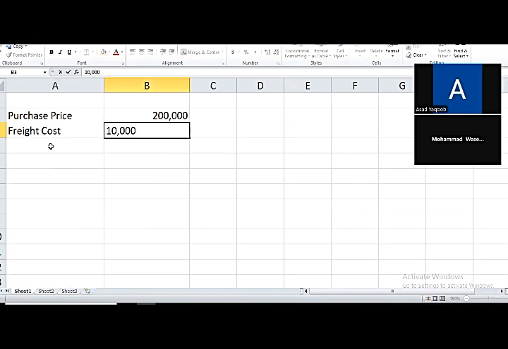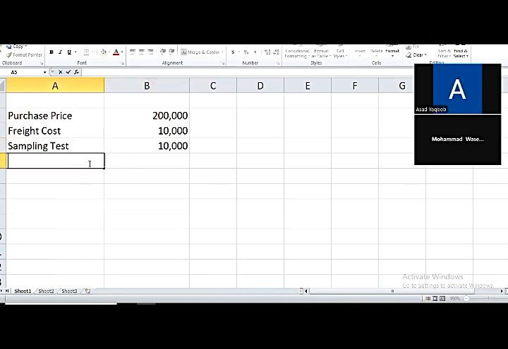Then we had, let's suppose, a sampling test, for example that is 10,000. Then we have installation and so on. In case of import, we have duty and so on. Is that covered? Yes, it is covered in freight costs, freight and everything. So we have, let's suppose, 30,000. I'm just putting 30,000 over here.